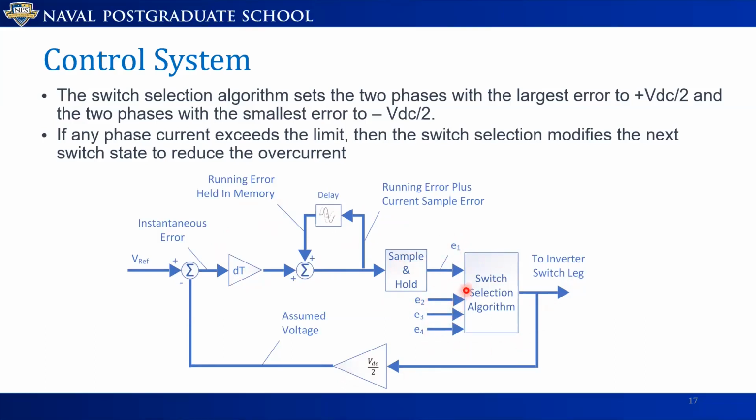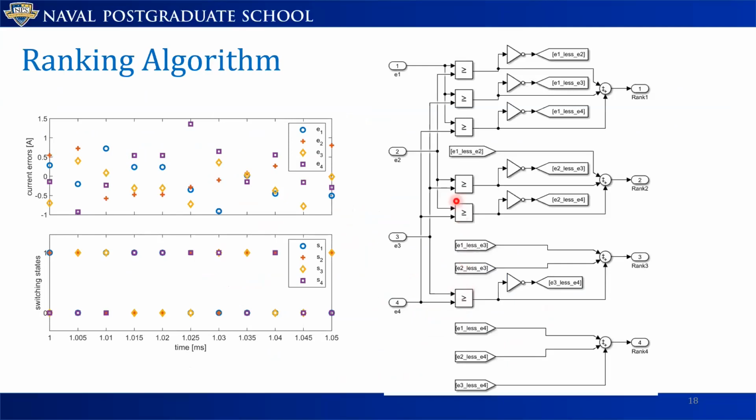And then these errors go to the switch selection algorithm, which makes sure that we always select 2 switches high and 2 low at any given time. I'm showing here the ranking algorithm that we created for this structure. To explain this, look at the left hand side. These are the errors, for example simulated errors for the 4 different phases. You can see that you have the highest errors on phase 1 and 2, so those are going to be the 2 phases that we switch high, which means the top switch is going to be turned on, while the bottom switches of the other phases are going to be turned on, and so forth. As you can see here, we always have 2 high and 2 low, and it's the ranking algorithm that figures this out.